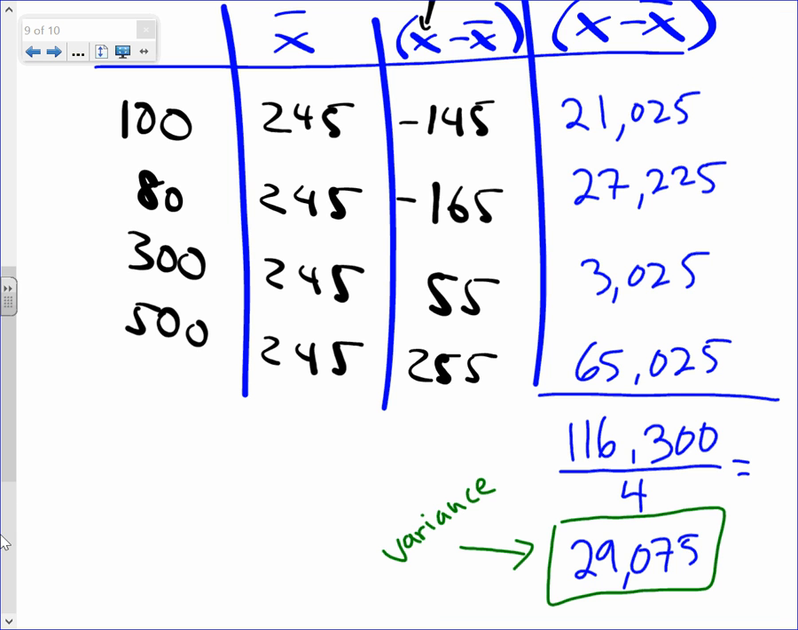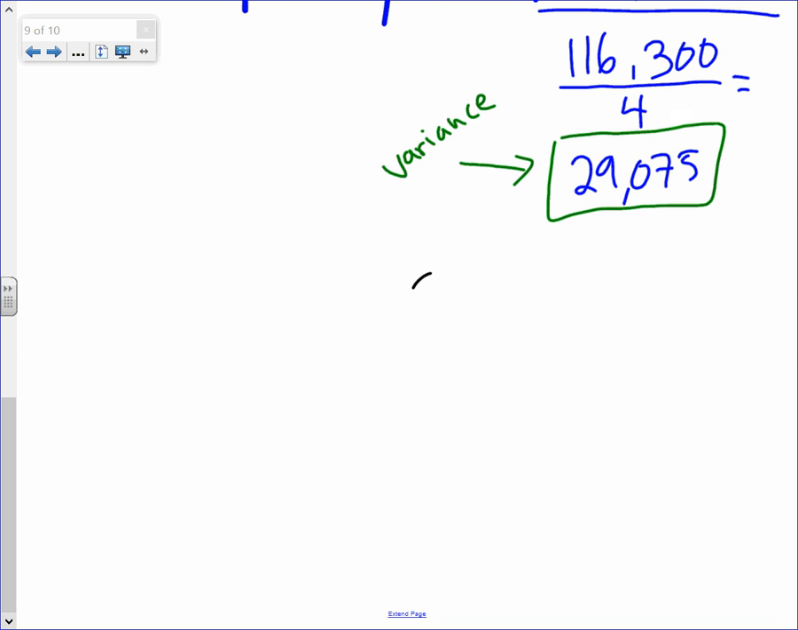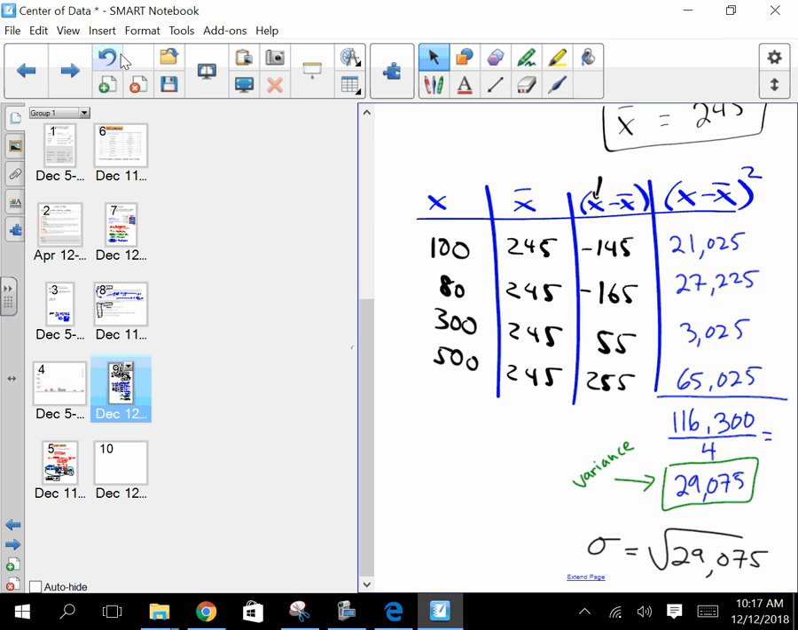So on your notes, write sigma, remember that's what the standard deviation means? Sigma equals the square root of 29,075. I'm going to punch that in a calculator and round to the nearest whole number. Watch me do it.